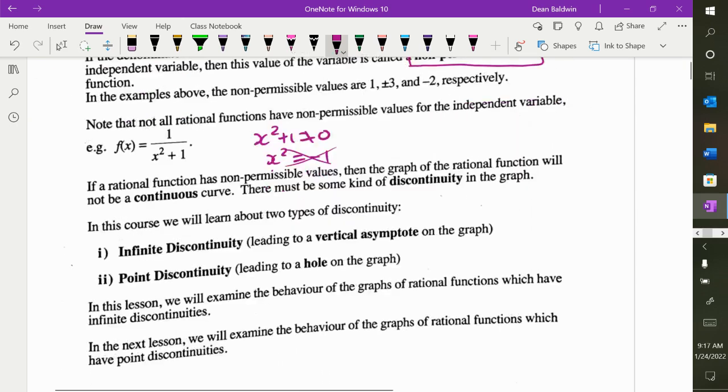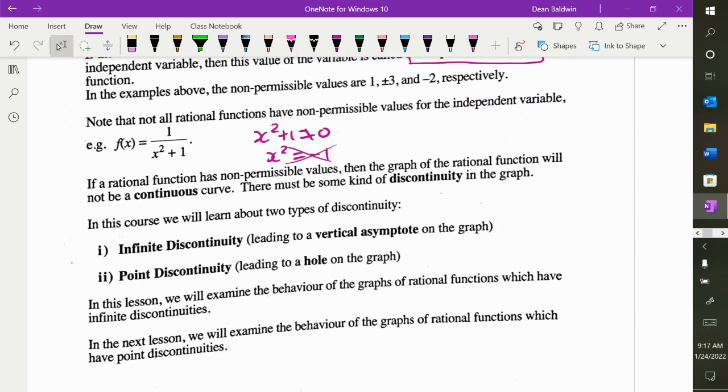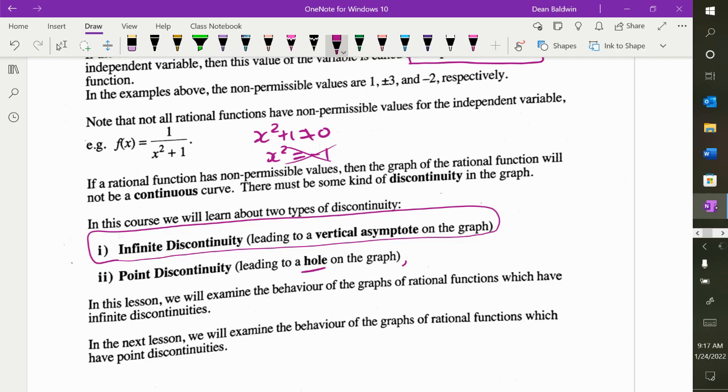There are 2 types of discontinuities we're going to look at in this unit. There are infinite discontinuities. An infinite discontinuity is just an asymptote, a vertical asymptote. That's all it means. And then we're going to look at point discontinuities, which are holes in the graph. A graph looks like this, and there is a hole in the graph. That's all a point discontinuity is, and I'm going to call it a point of discontinuity, a POD.